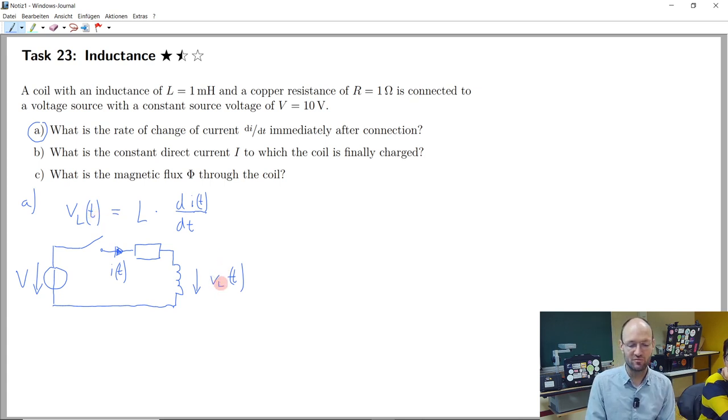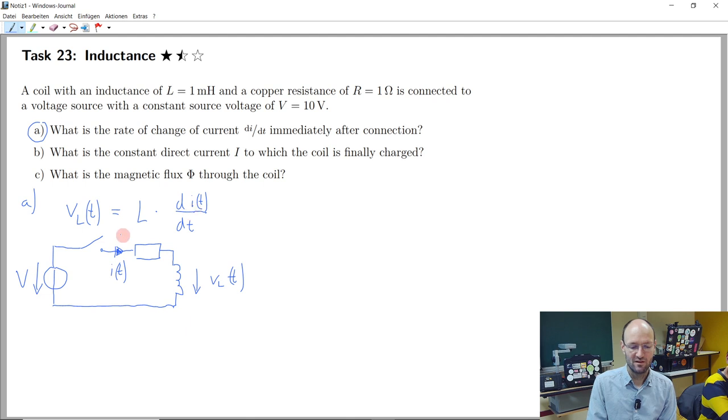Why do we use for the voltage across the inductor, at least immediately after connecting or after closing the switch, why do we use the source voltage? Because the source voltage is constant, but this is a time function. This will change over time. Because the change occurs after time passing, and the rate of change is to be calculated immediately after connection.